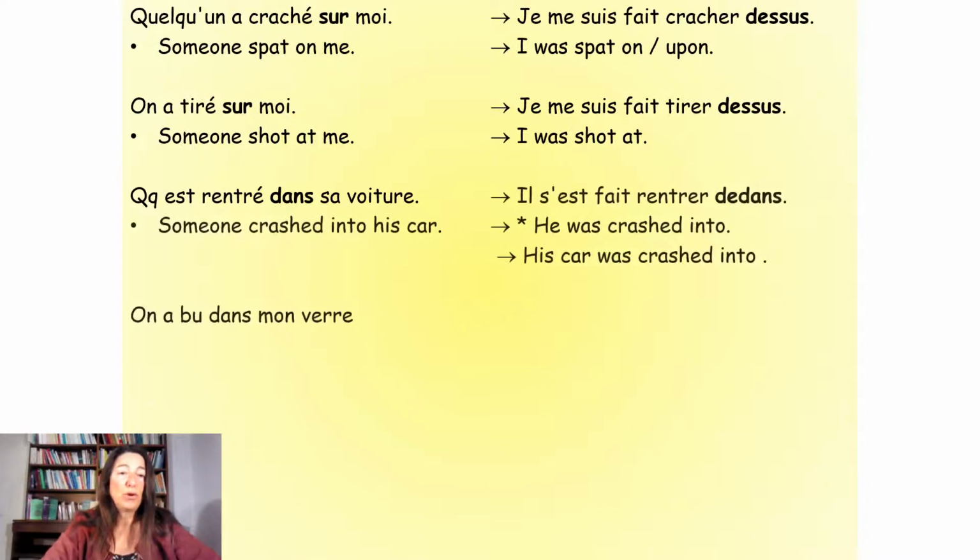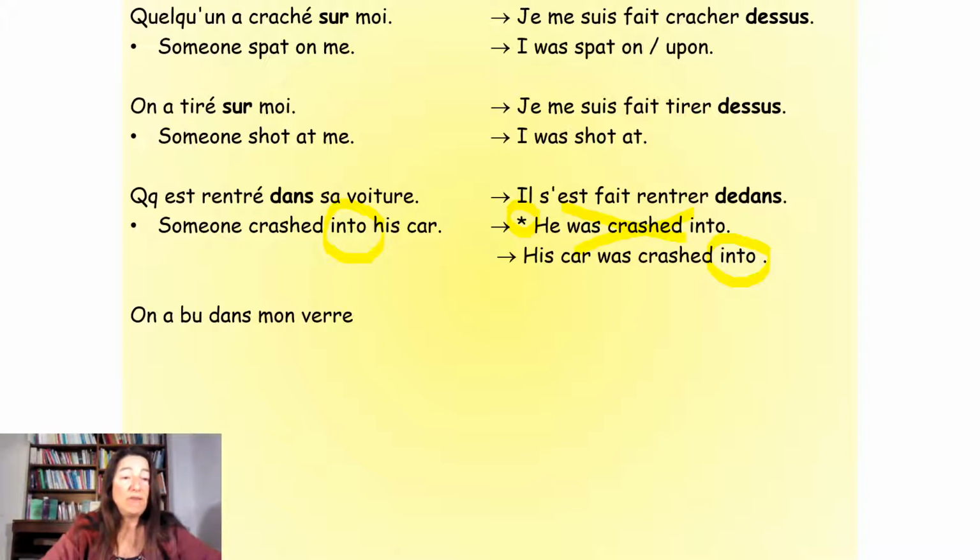Quelqu'un est rentré dans sa voiture. So from this active voice sentence, I can switch to il s'est fait rentrer dedans, which is very colloquial and not a passive voice sentence, even though the meaning might be similar. But in English, someone crashed into his car can very well be turned into a passive voice sentence. His car was crashed into, and again, I make sure I pay attention to the fact that there is a preposition in the active voice sentence that I need to use again in the passive voice sentence. And this symbol here means that this sentence is not grammatically correct.